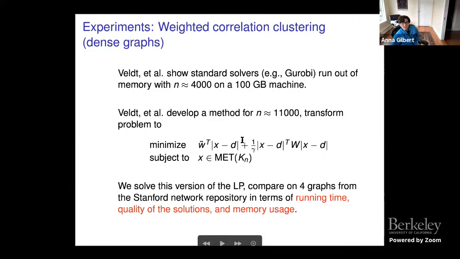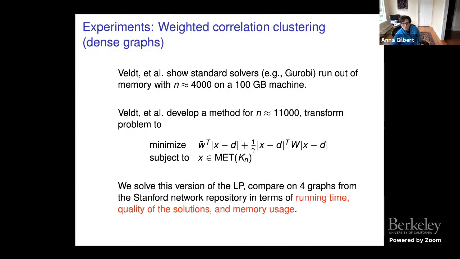by transforming to a slightly different LP, slightly different optimization problem. And this is the version of the problem that we solved. Here, I've got the complete graph. This is the metric polytope on the complete graph. This gamma here, I believe, controls the approximation factor to the optimal. I'll have to go check on the next slide to see if that really is the case. But we really wanted to compare apples to apples and solve the same problem that Veldt did.